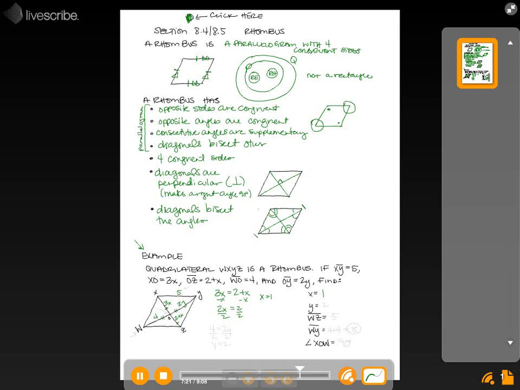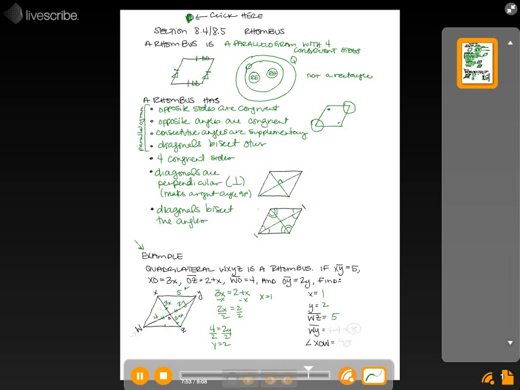x is 1. We can do the same thing for y. 4 equals 2y. Divide by 2. y is 2. And it's the same reason, because the diagonals, since it's a parallelogram, a specific type of parallelogram, cut each other in half. They bisect each other. Next one is WZ. Well, WZ is one of the sides. Remember, all the sides are congruent in a rhombus. So if I know that one side is 5, that means all sides are 5. So WZ is 5.